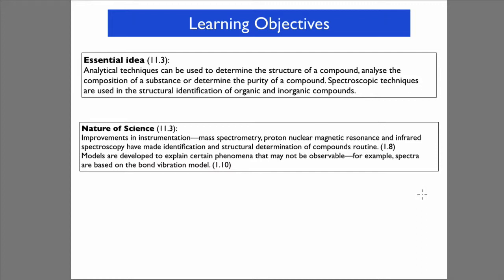The nature of science: improvements in instrumentation. Mass spectroscopy, proton nuclear magnetic resonance, and infrared spectroscopy have made identification and structural determination of compounds routine. Also, models are developed to explain certain phenomena that may not be observable. For example, spectra are based on the bond vibration model.